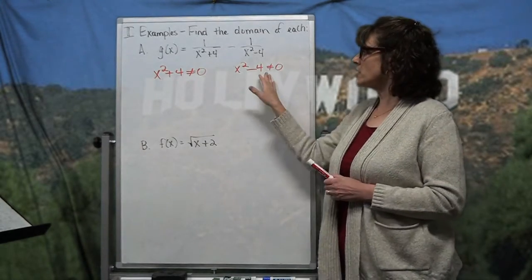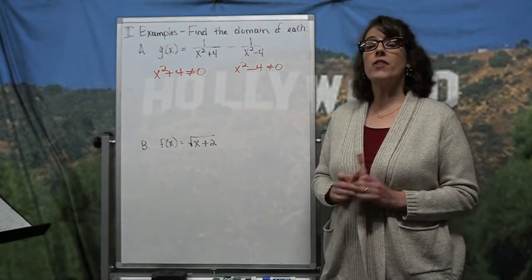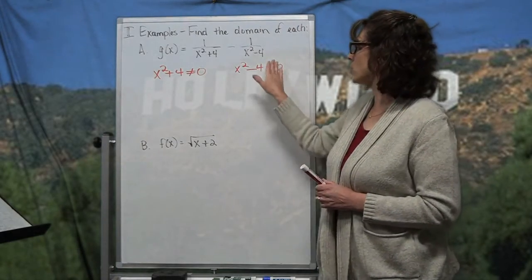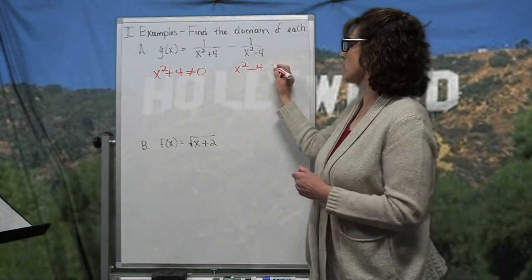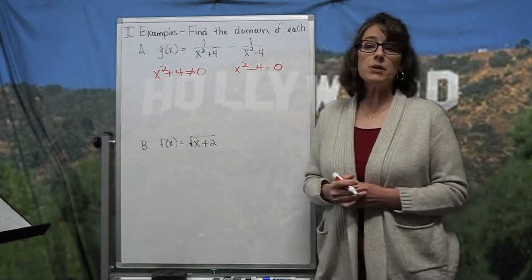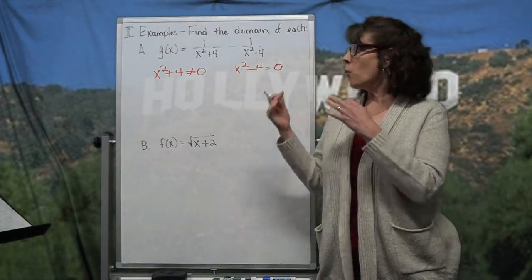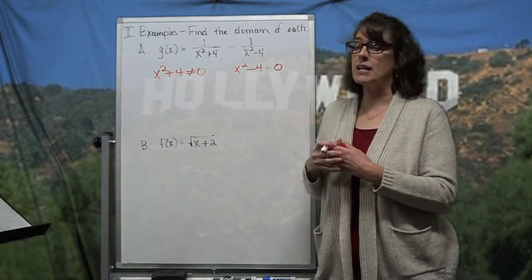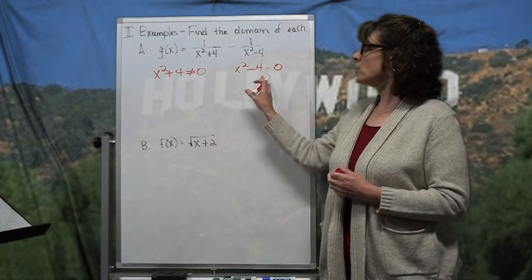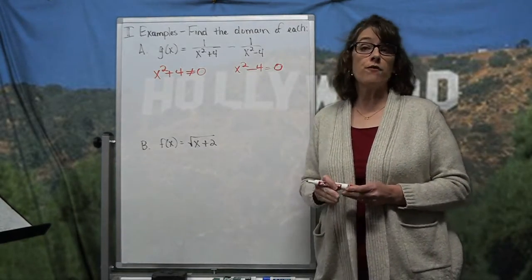Now, take a look at this one over here. In order to ensure that that's not going to be a 0, I need to look at it and say, okay, well what if it was a 0? Let's pretend it is a 0. And whatever that answer would end up as, I don't want it to be that. So in order to solve this quadratic, remember we've got 4 methods.